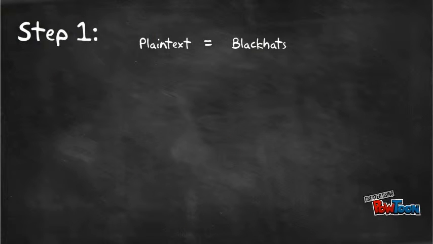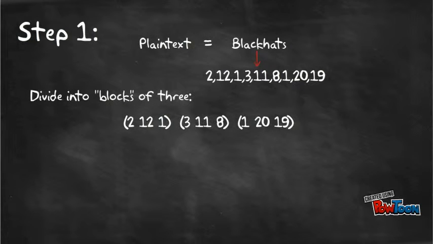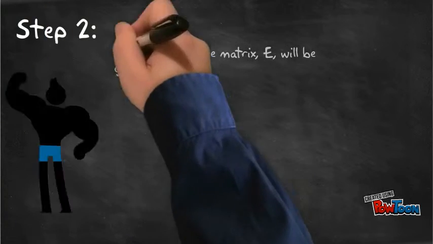Black hats will then be converted into 2, 12, 1, 3 according to the key. The significance of the block cipher will be simply to arrange these 9 letters into blocks of 3. Therefore, 2, 12, 1, 3, 11, 8, and 1, 20, 19 will be in their respective groups.